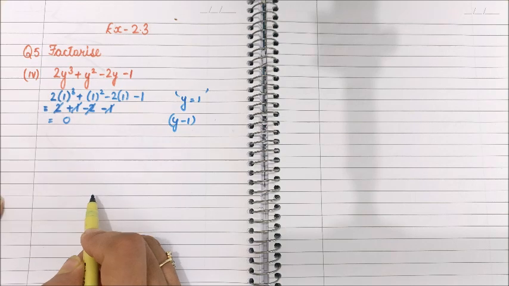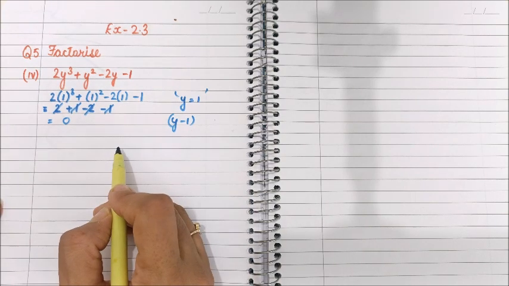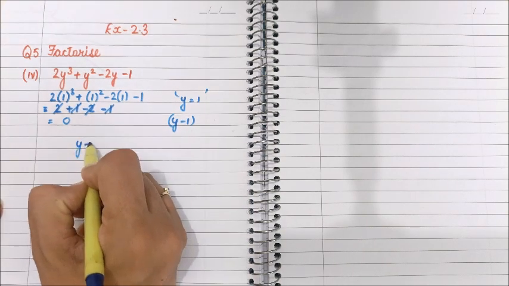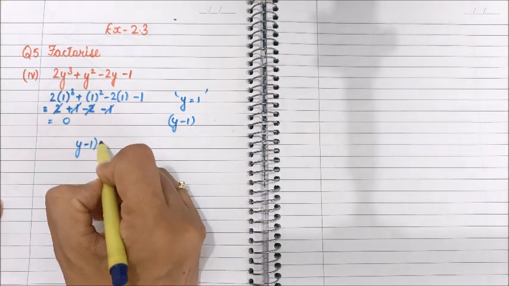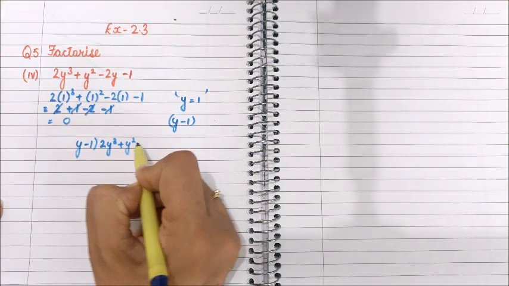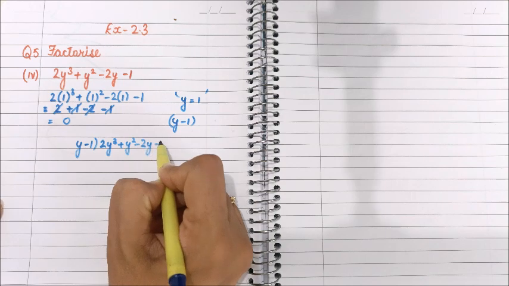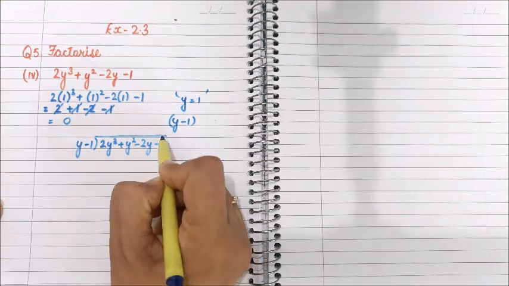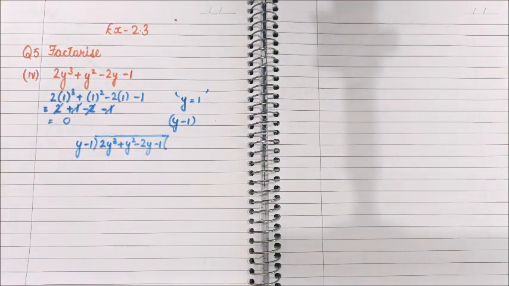So let's look for the other factor. For this we will do the long division method. So this will be my divisor, and my dividend is 2y cube plus y square minus 2y minus 1. So I am going to divide this with my divisor y minus 1.